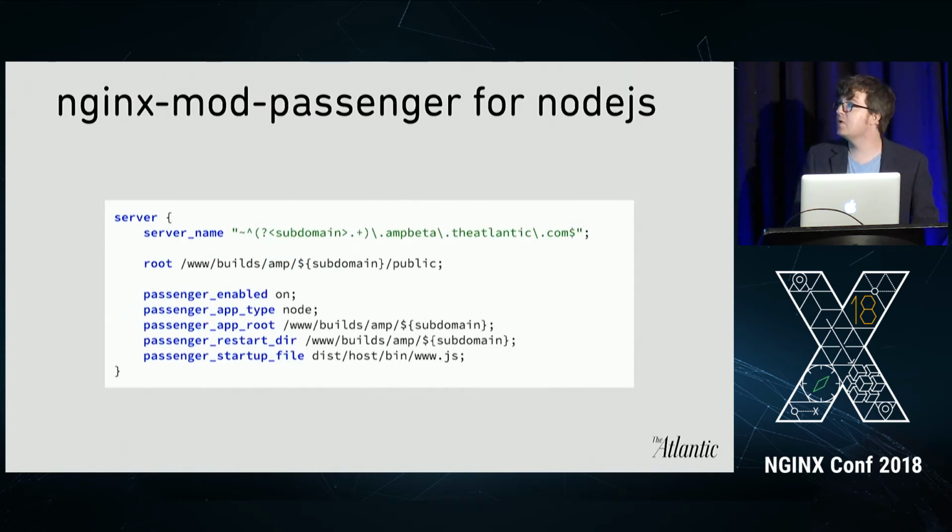The configuration for mod passenger is similar in that we also use a regular expression for the server name. We run the AMP version of the Atlantic's website via an Express.js Node app. And so likewise, we pull the subdomain variable out of the server name and use it to point to the directory of the build and where the app lives and its startup file.